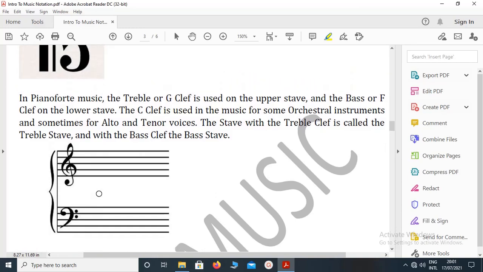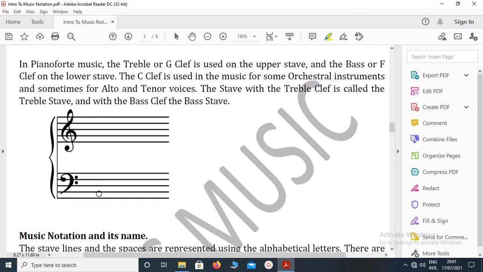In pianoforte, the treble clef or the G clef is used on the upper stave, and then the bass or the F clef on the lower stave. The C clef is used in music for some orchestral instruments and sometimes for alto and tenor voices. That's where they are commonly used, more especially in the instrumental area than the voices. The stave with the treble clef is called the treble stave, whereas a stave with the bass clef is called a bass stave.